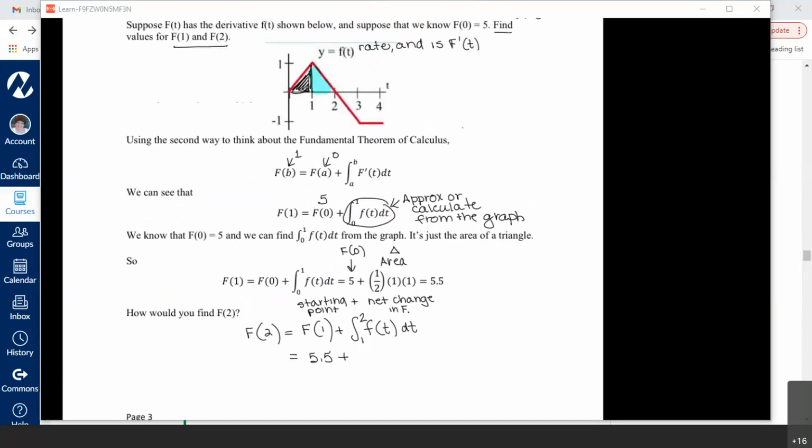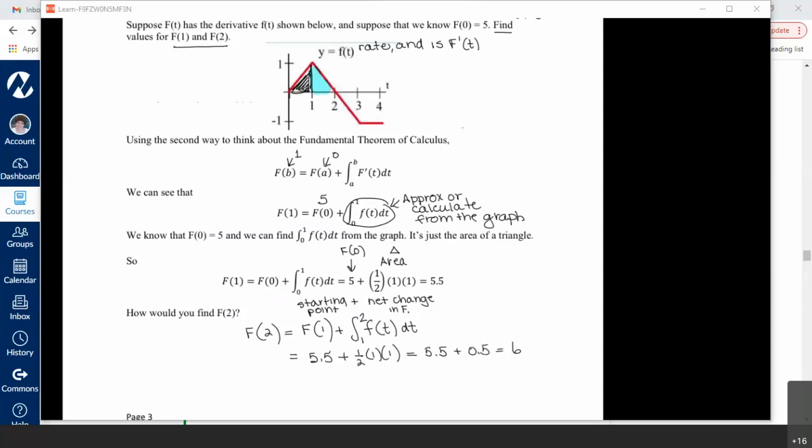That also looks like it's 1/2 because it's a triangle, 1/2 base times height. Its base is 1, from 1 to 2, and its height is 1. You can see that gives me 5.5 plus another half. So the value of my total function at t equals 2 is 6.